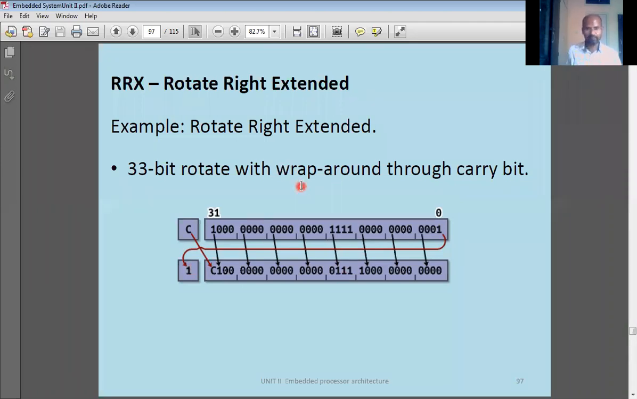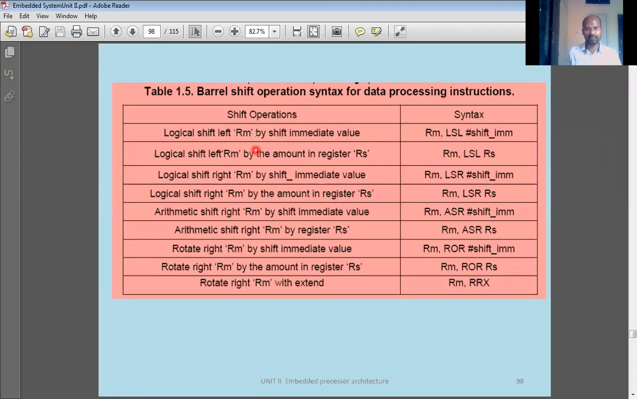Now let's see how this can be used. These are the general syntax. Shift operations, logical shift left, RM by shift immediate value, means we can use an immediate value. The second operand need not be a register. It can be an immediate value. Here we have an immediate value. Here we are using a register. You can use either RM left shift left, a register. Here we are using RM left shift left.